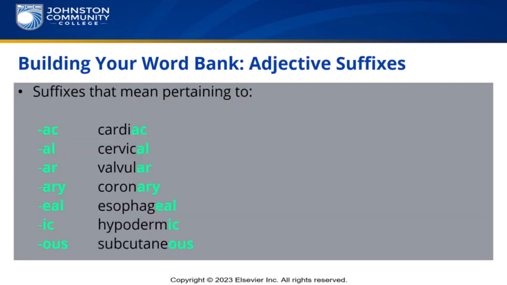Now let's look at some adjective suffixes. All of these mean pertaining to and are adjective endings. Their role is to describe something. So, cardiac is pertaining to the heart. We don't know exactly what, but we know it's pertaining to the heart. Digital is pertaining to a finger or toe. Valvular is pertaining to a valve. Mammary is pertaining to the breast. Hypodermic is pertaining to below the skin.